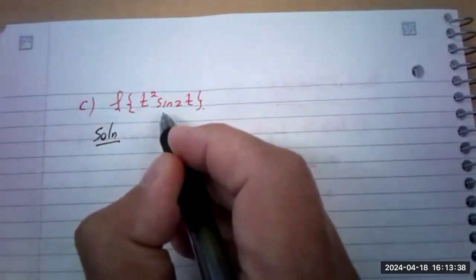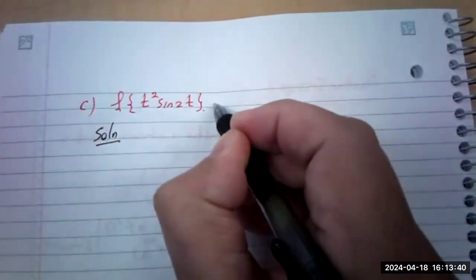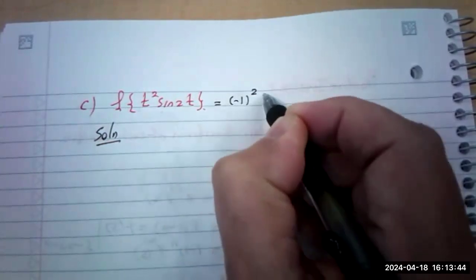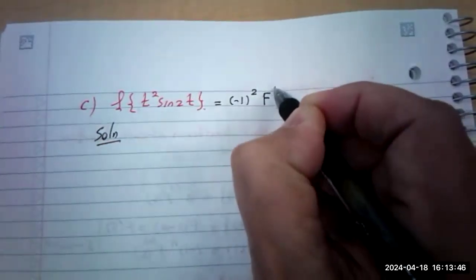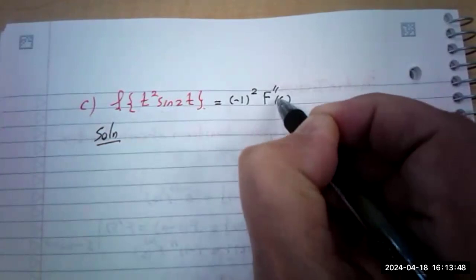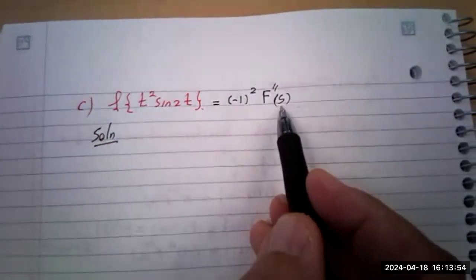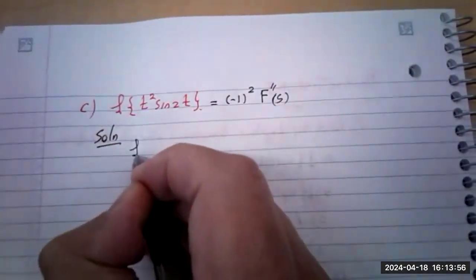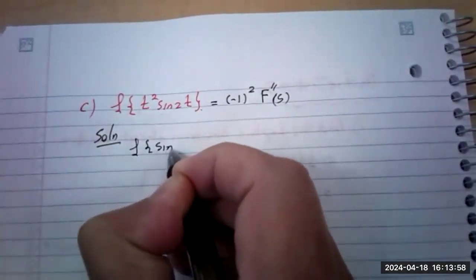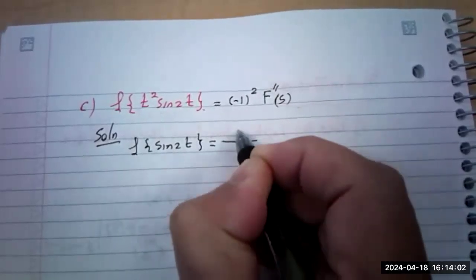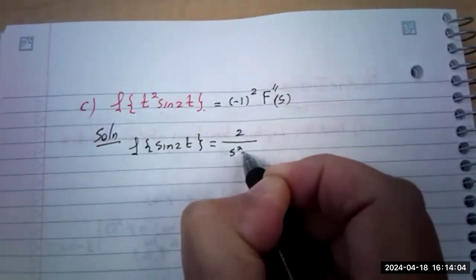The formula is what? It's going to be (-1) squared, the second derivative of the Laplace function, if you like: (-1) to the n, F^(n)(s). Now we have to find this F. So this is it, the Laplace of sine of 2t. The Laplace of sine of 2t is going to be 2 over s squared plus 4.